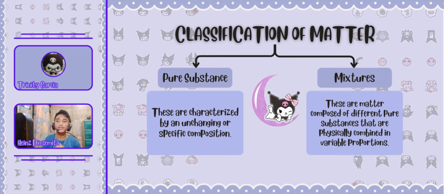So, classifications of matter. Classifications of matter can be divided into two things: pure substances and mixtures. Pure substances are substances or materials that are one thing, or it alone is a material, like wood, iron, and other stuff. Mixtures are a combination of pure substances like sand, gravel, and other things.